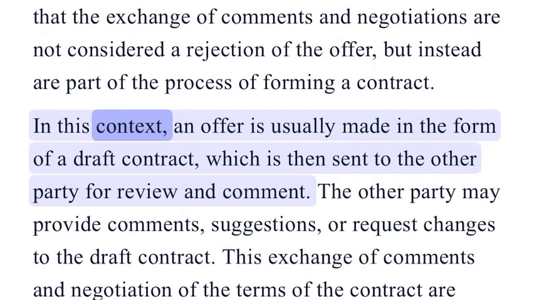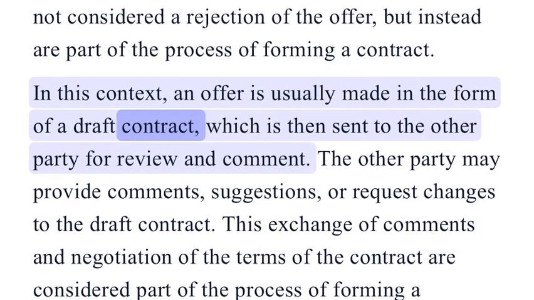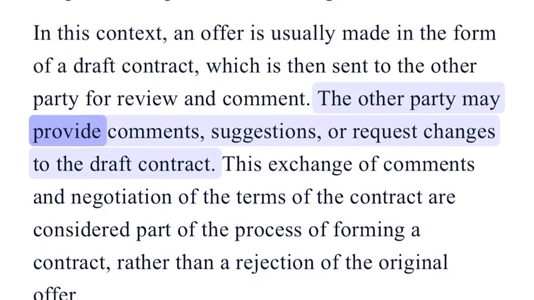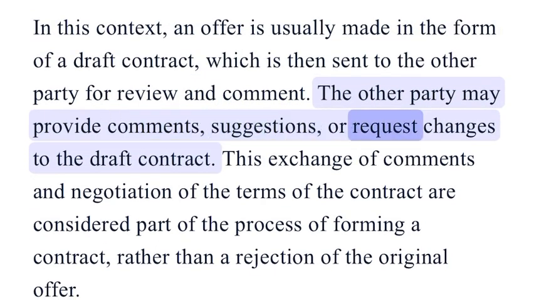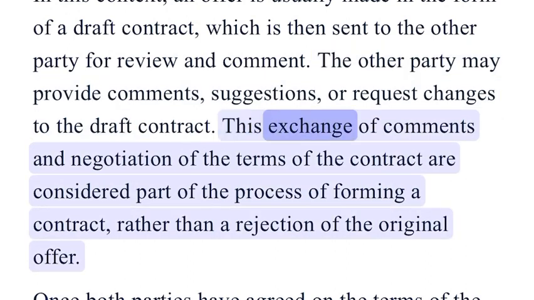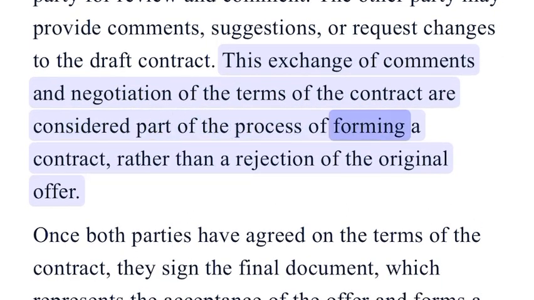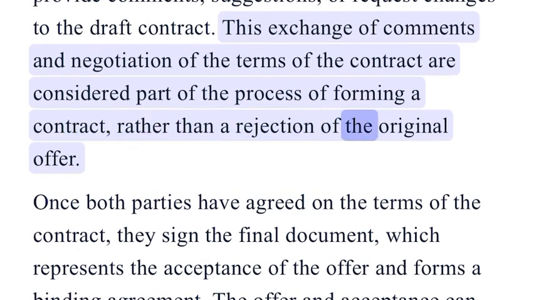In this context, an offer is usually made in the form of a draft contract, which is then sent to the other party for review and comment. The other party may provide comments, suggestions, or request changes to the draft contract. This exchange of comments and negotiation of the terms of the contract are considered part of the process of forming a contract, rather than a rejection of the original offer.